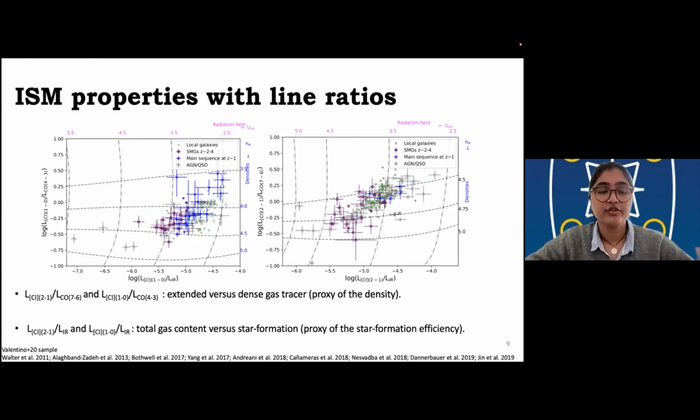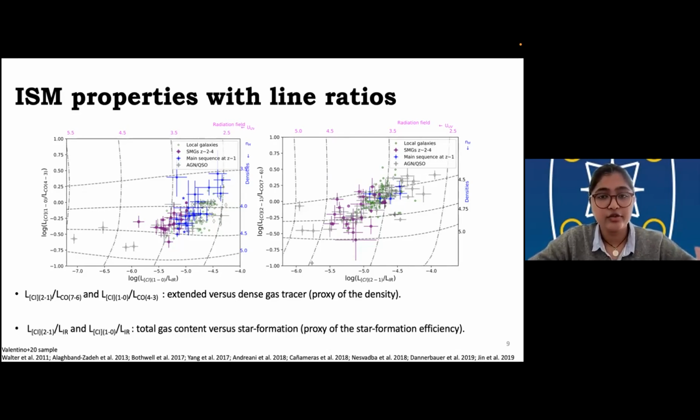With line ratios, we can also constrain the properties of the ISM of these galaxies. For instance, more extended gas tracers such as C1, when compared to a higher J CO, which is more likely to trace the density, we can get a proxy to the density of the ISM of these galaxies. And by constraining the C1 to IR, which could be like the total gas versus the star formation, we can get an idea of the radiation field intensity of these galaxies.